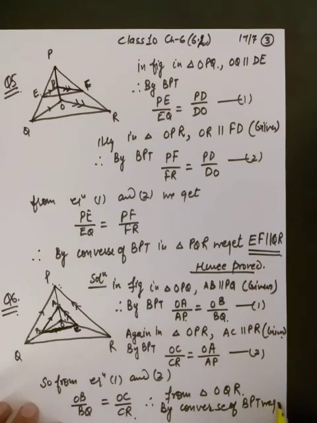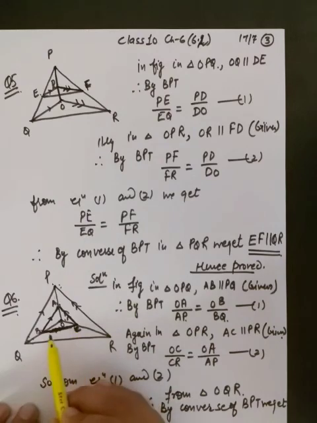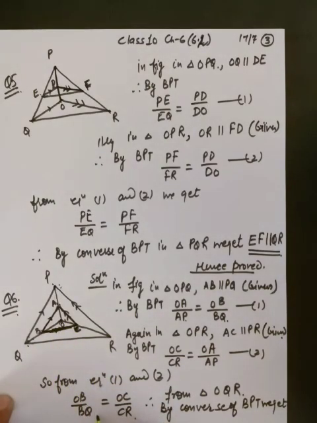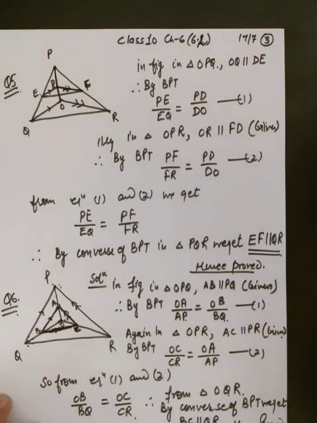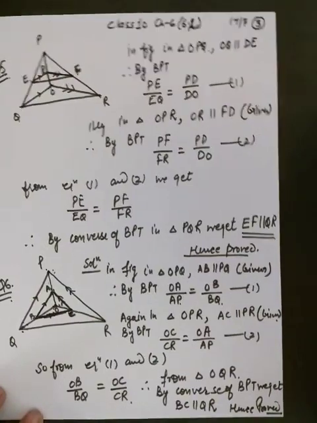Now therefore from triangle OQR by converse of BPT we get, because BC divides the sides OQ and OR in same ratio, therefore we get BC parallel to QR, hence proved. So this was the proof of question number 6.